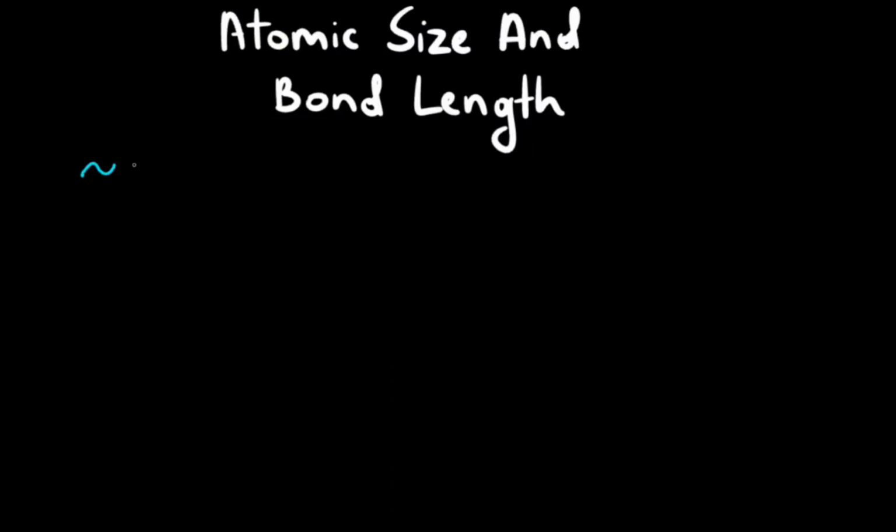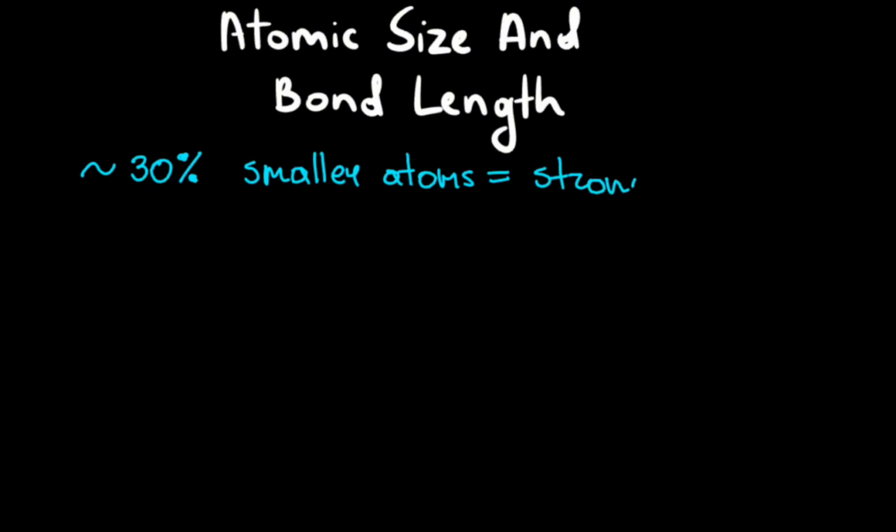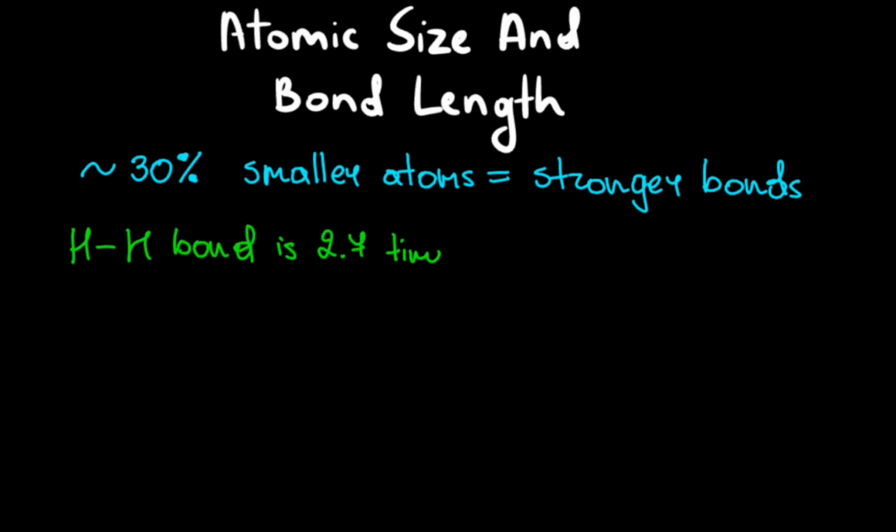Atomic size and bond length make around 30% of the bond strength. The size of the atoms affects how close they can get to each other. Smaller atoms allow their orbitals to overlap more efficiently, resulting in a stronger bond. Smaller atoms generate shorter bonds. For example, in the H2 molecule, the bond length is 2.7 times shorter than in the chlorine molecule.